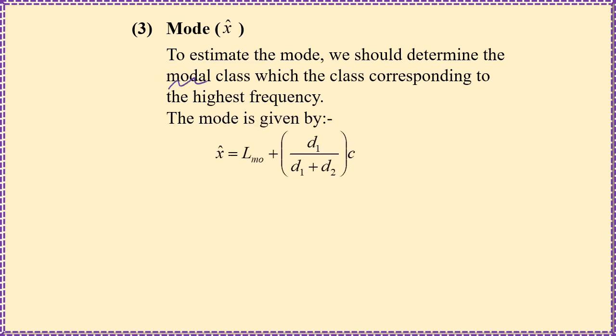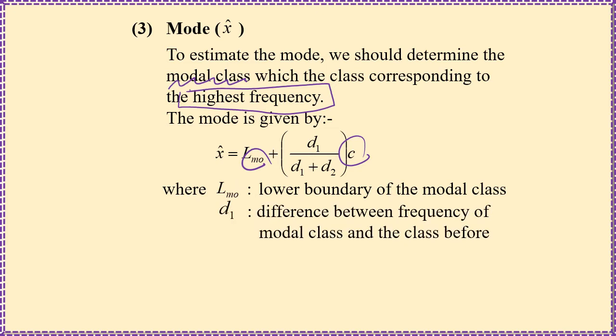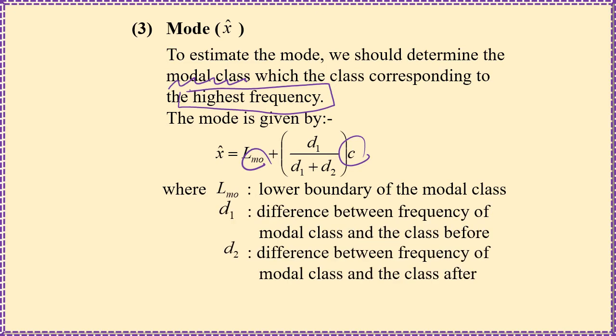First of all, we have to determine the modal class. What is modal class? Modal class is the class interval that has the highest frequency. And then the formula x cap is equal to the lower boundary of the modal class plus d1 over d1 plus d2 multiplied by c. So what is d1 and d2? So d1 is equal to the difference between frequency of the modal class and the class before. But d2 is the difference between frequency of the modal class and the class after. Okay, so c is the class width. Okay, so all this is the formula.